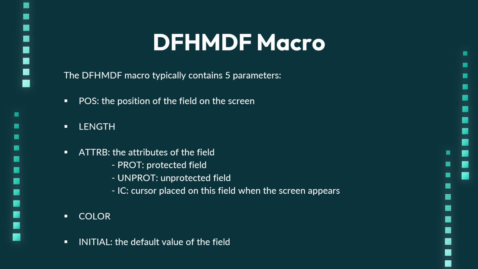POS, which represents the position of the field on the screen, the length of the field, ATTRB, which is the attributes of the field, then the color, and finally the initial value of the field.